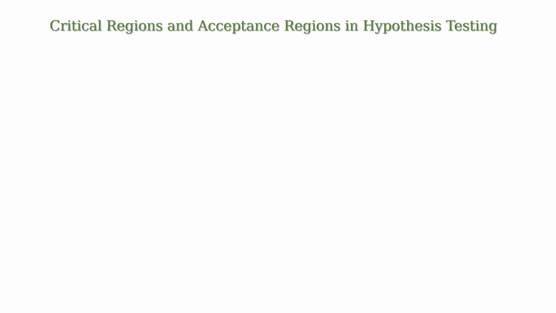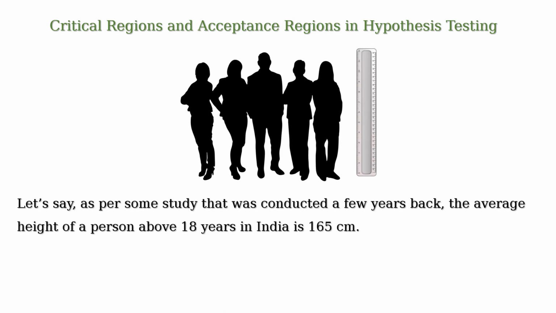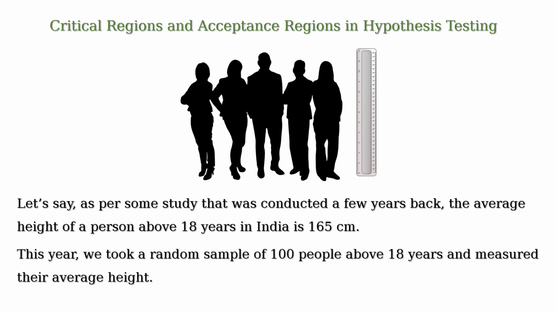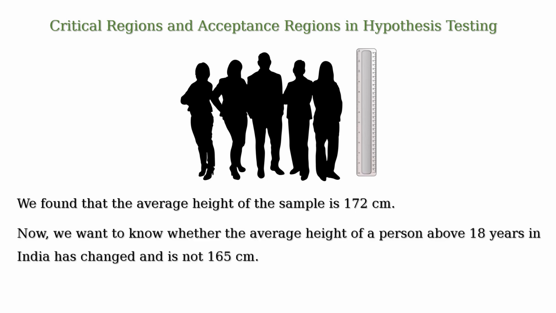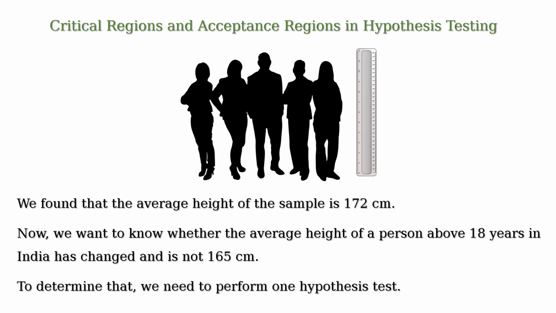Let's say, as per some study that was conducted a few years back, the average height of a person above 18 years in India is 165 cm. This year, we took a random sample of 100 people above 18 years and measured their average height. We found the average height of the sample is 172 cm. Now, we want to know whether the average height of a person above 18 years in India has changed and is not 165 cm. To determine that, we need to perform one hypothesis test.